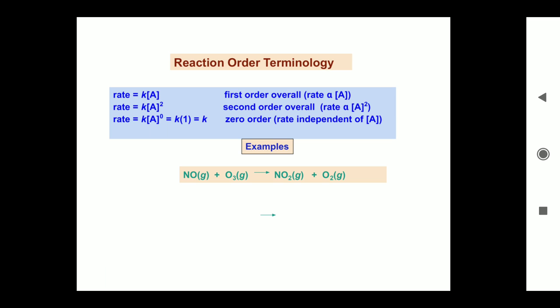In the given example, what is the order? NO plus O3 gives NO2 plus O2. So here we have to observe nitric oxide reacting with ozone. The reacting species here are nitric oxide, NO, plus O3. So what is the order? Obviously the order will be 2.